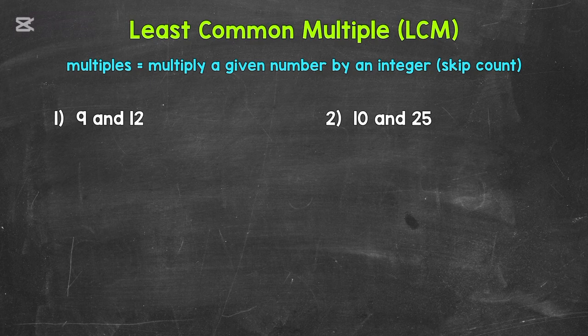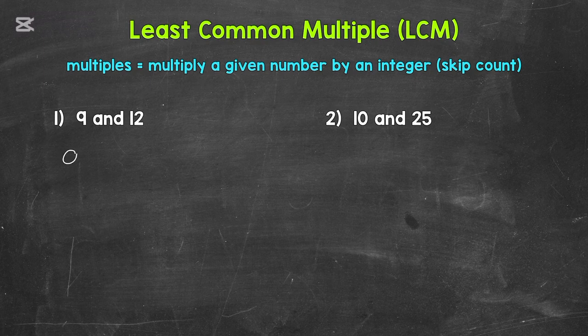Let's jump into our examples, starting with number 1, where we have 9 and 12. We're going to start by listing some multiples of both 9 and 12. Then we will look for common multiples, and specifically the least common multiple, also referred to as the LCM.